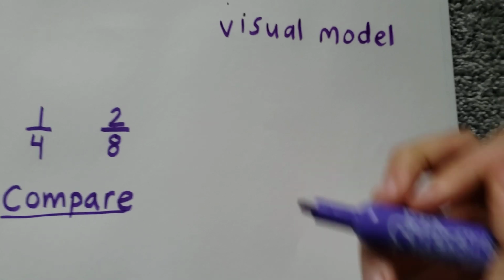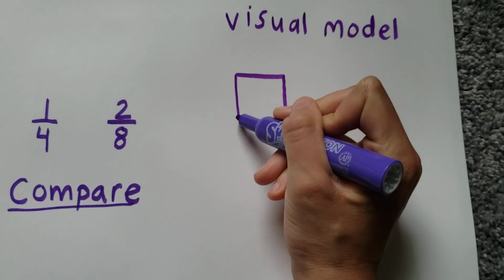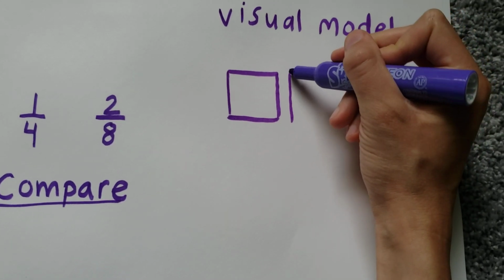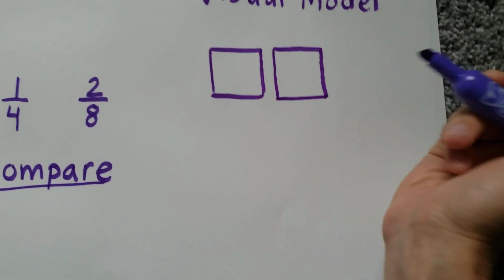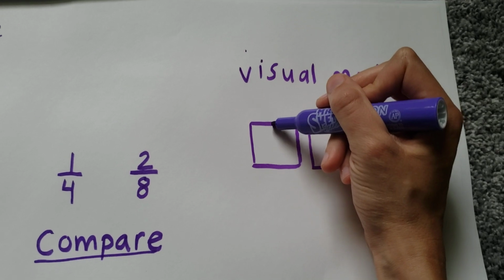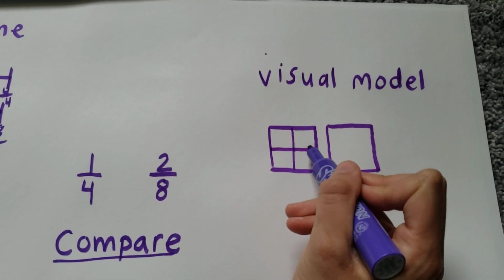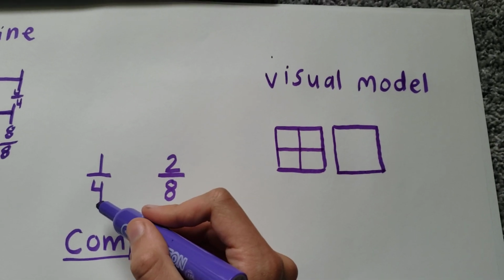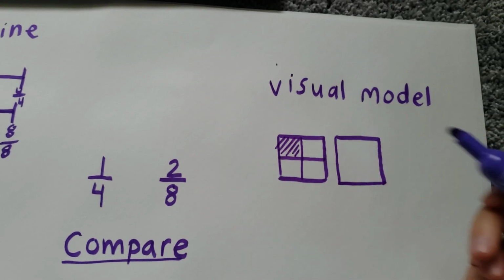I recommend using a square shape for this one, and the most important thing is drawing the square shapes close together so I can compare them, and also trying to draw them the same size. We don't want one to be bigger than the other because it will be too hard to compare. I also kind of want to cut them in similar ways so that I can compare them. So the first one's cut into fourths because of this 4 in the denominator. I'm going to shade 1/4. 1 out of 4 parts is colored.